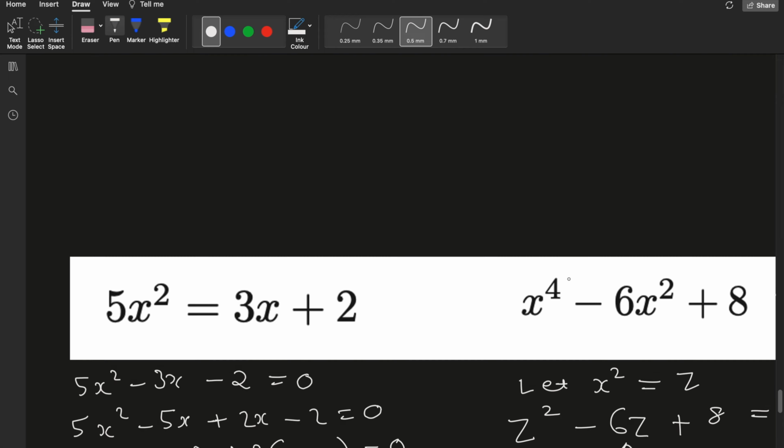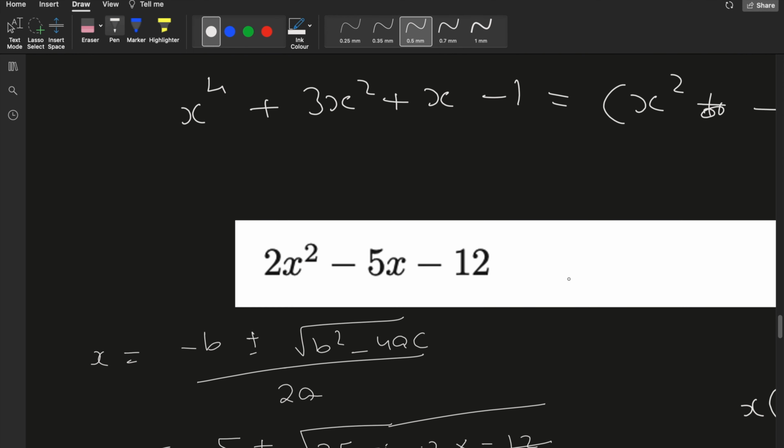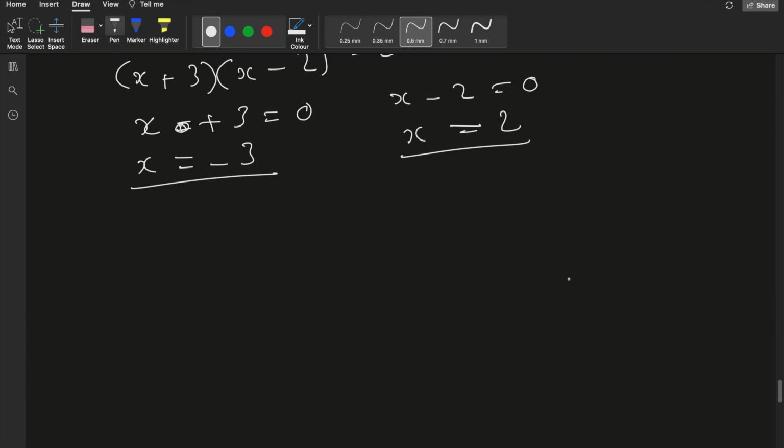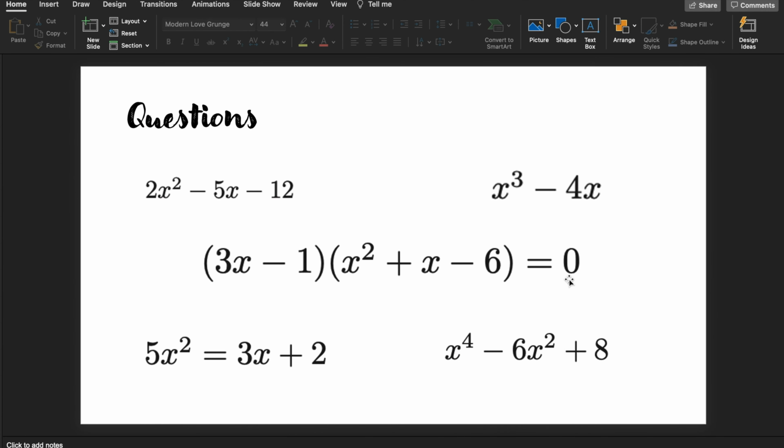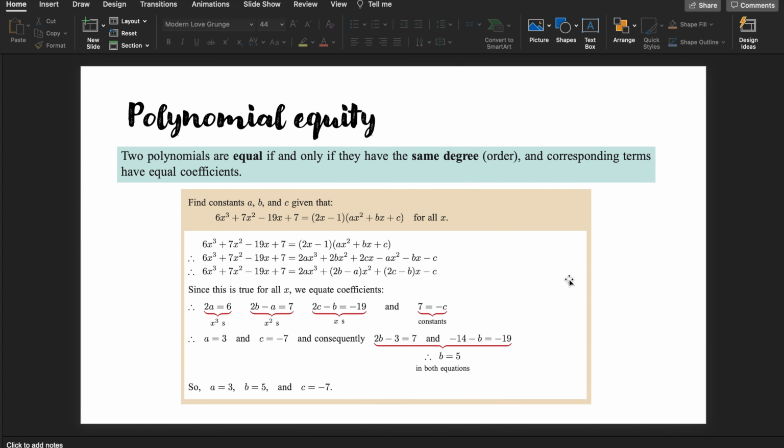So now that we've solved all these 5 questions, I hope it's clear. Yeah, moving on. Let's talk about polynomial equality. Two polynomials are equal if and only if they have the same degree, which is the exponent on the variable, and the corresponding terms have equal coefficients. So this is the polynomial equality rule or statement.